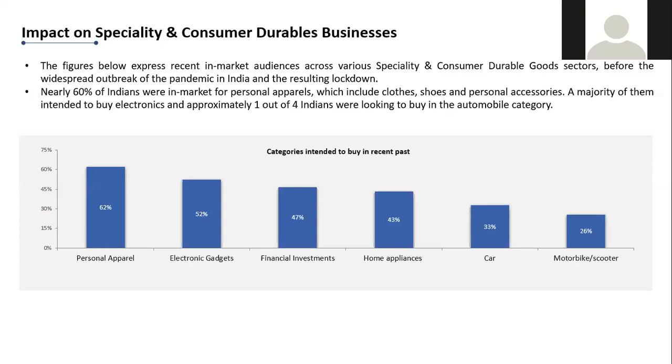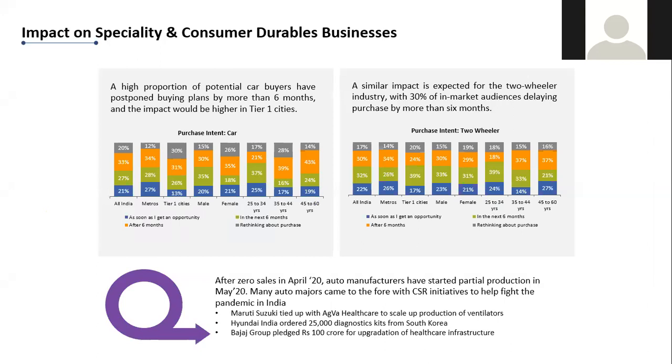So nearly 60% of Indians were in the market for personal apparel, which includes clothes, shoes, personal accessories, and a majority of them intended to buy electronics, and approximately 1 out of 4 Indians were looking to buy in the automobile category, but everyone had started postponing these purchases. So what we see is a high proportion of potential car buyers have postponed buying plans by more than 6 months. So whenever it's a high investment category that was not a daily essential, people tended to postpone the purchase of that category. Similarly, we saw a similar impact even on two-wheelers.